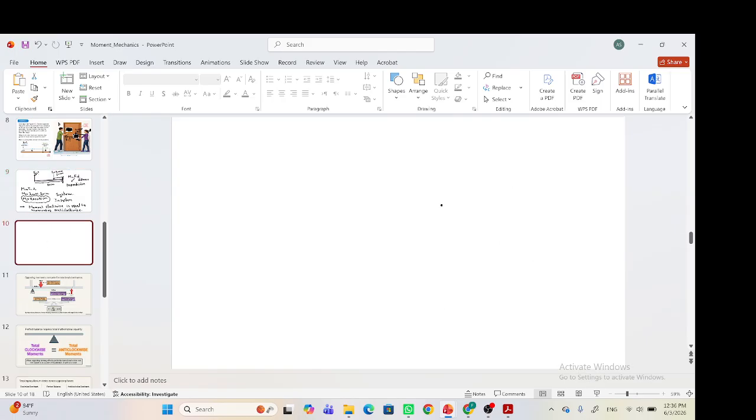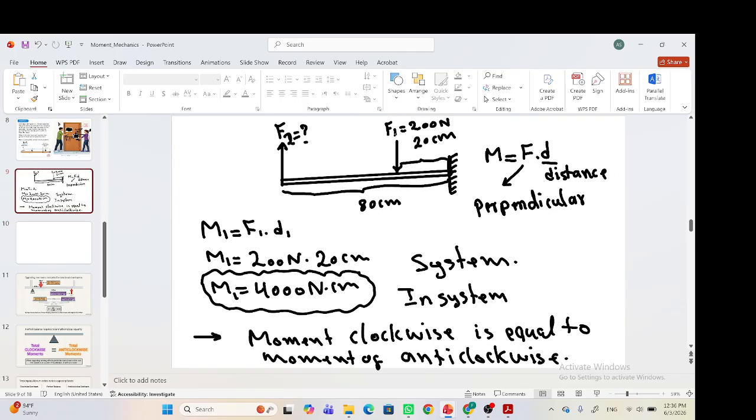For example, here, does the first force make the object move clockwise or anti-clockwise? Who can say this? Yeah, continue please. I think it's clockwise because it's positive. Is it clockwise or anti-clockwise?